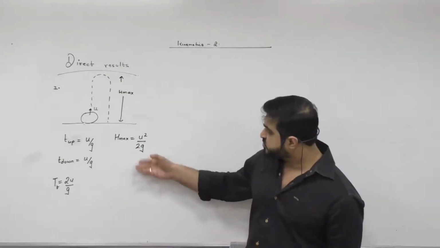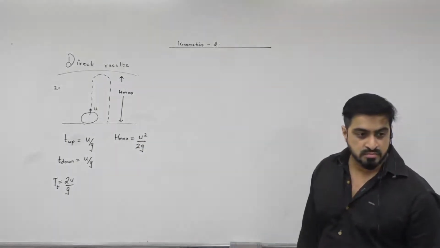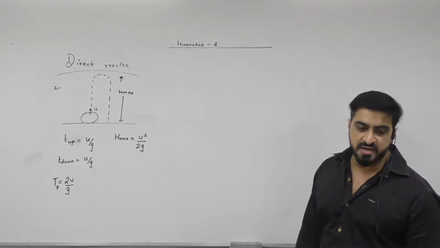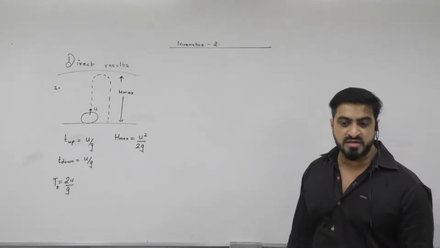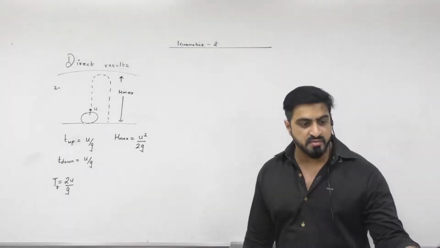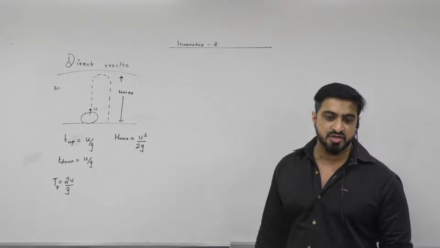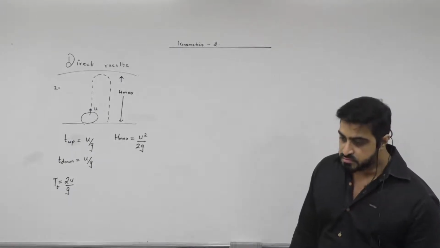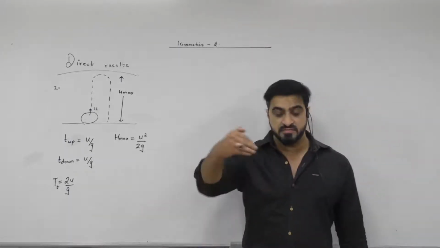These are all shortcuts. If you remember, it will help you. You can solve by kinematical equations also, but if you remember what was the time taken to go up, u by g. What is the time taken to come down, u by g. What is the total time, 2u by g. What is the maximum height reached, u square by 2g. So that step will be saved.